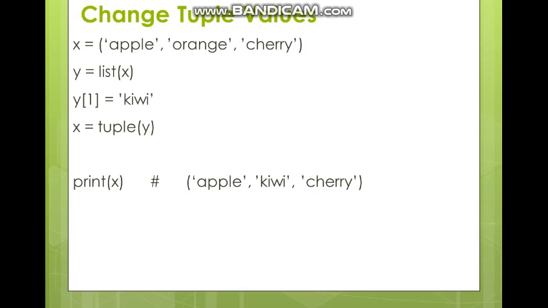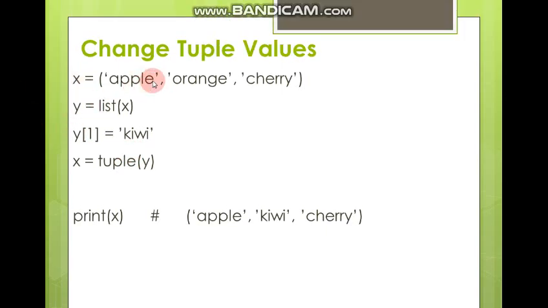Now this is about if you want to change, because we know that the tuples are immutable, but supposing you want to change the values or the elements inside the tuple, then what could be the method? The method is that you can convert it into a list, like in the example that is shown on the screen. You can convert it into a list, change the elements of the list, and then again convert it back into a tuple. Like supposing there is a tuple here which contains 3 strings: apple, orange and cherry. In the next statement we have created a list named y, and using this list function we are converting this tuple into a list.